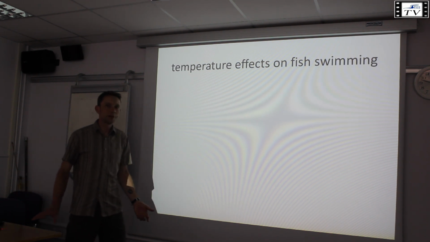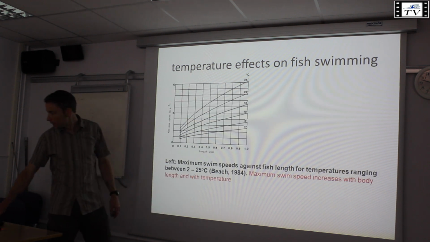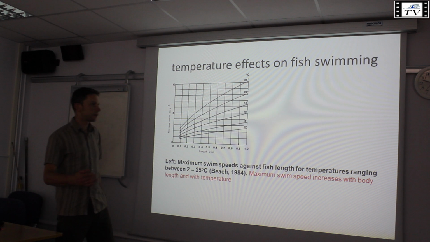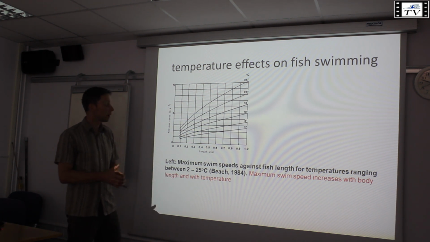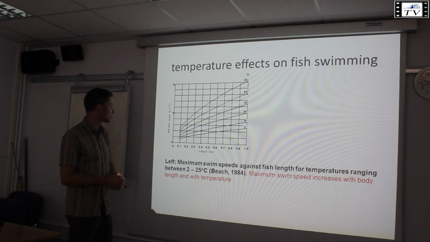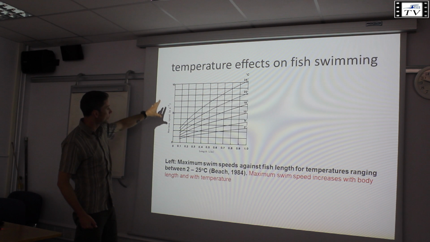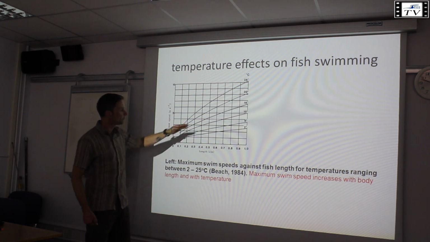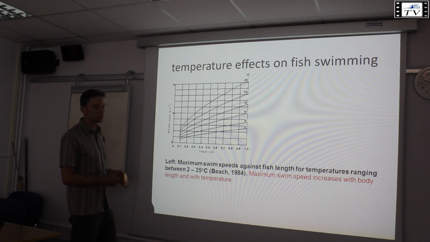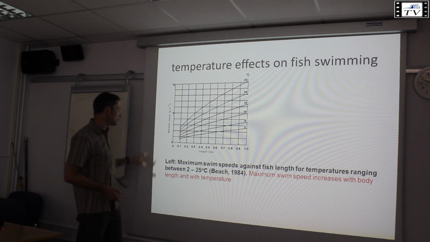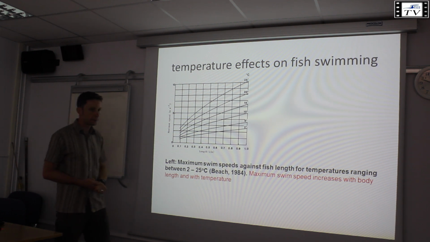Something we don't know much about is temperature in specific locations and its effect on fish swimming, and it's pretty clear that water temperature is going to have a massive impact upon whether fish can get up and down structures. This graph shows body length of fish in relation to maximum swimming speed at different temperatures. As temperature goes up, the maximum swimming speed of the fish goes up. So maximum swimming speed increases with body length and also with water temperature.